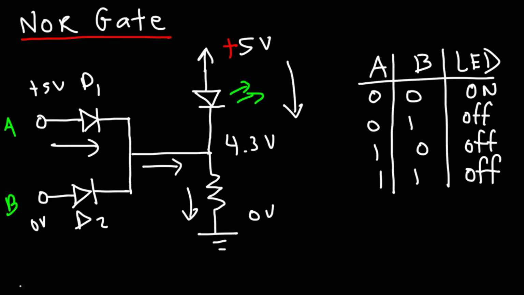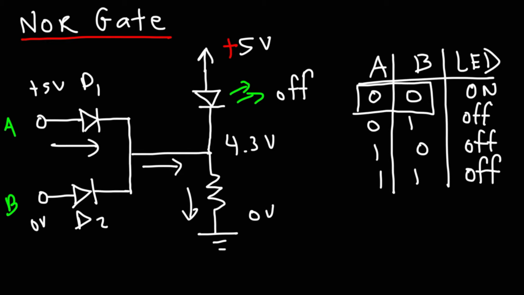So current will flow through D1, not D2 in this example, but it won't flow through the LED. We don't have the 2 volt voltage drop to activate the LED, so it will be off, even though current is flowing through D1 in this case. So that's the NOR gate. The only way the LED is on is if both A and B are 0.